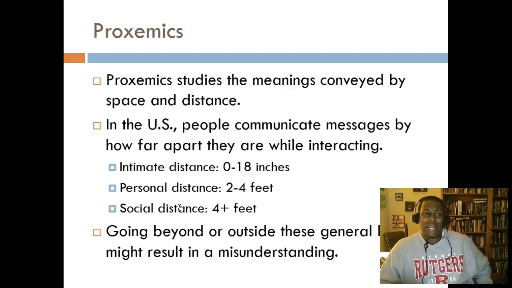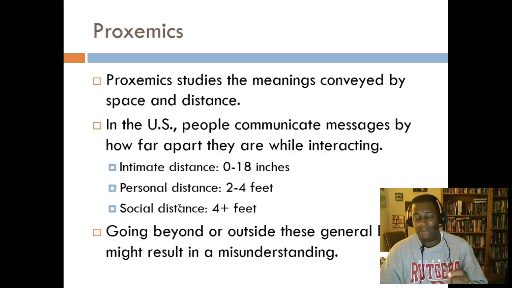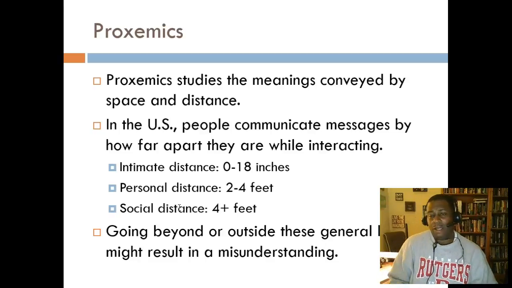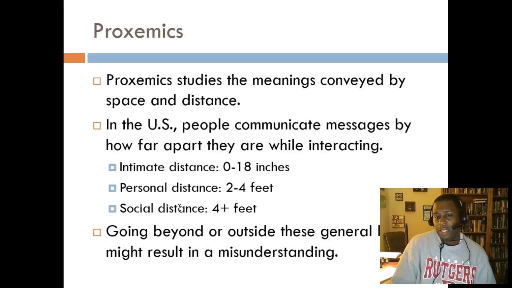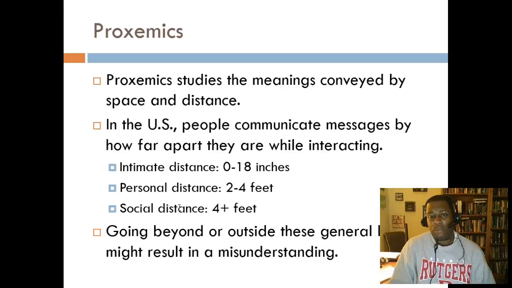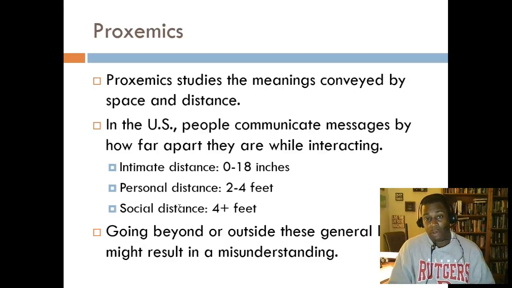Proxemics is another way in which we understand communication. Proxemics is the study of space and distance. In the United States, we have a certain grammar on how we should space ourselves. Intimate partners are comfortable anywhere between 0 and 18 inches apart. Personal friends can be 2 feet apart. But if I don't know you, social distance must be 4 feet or more apart.